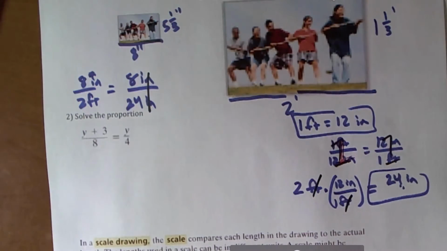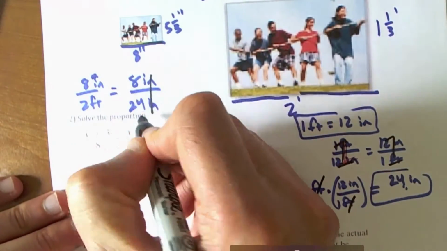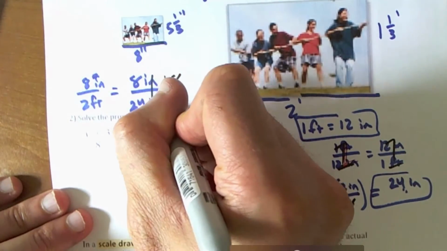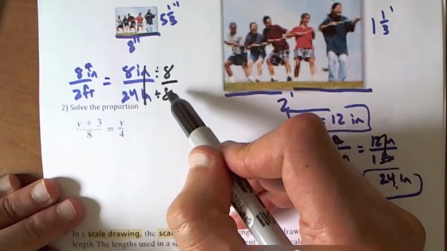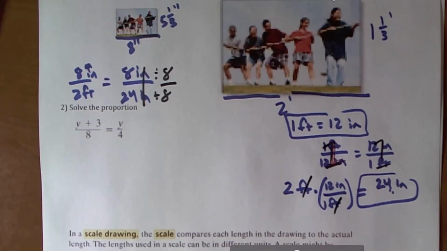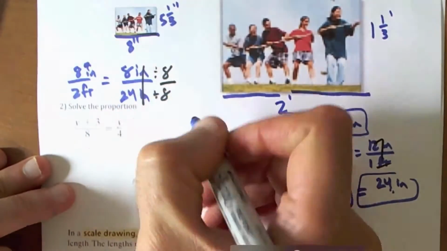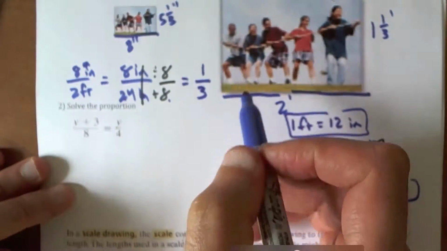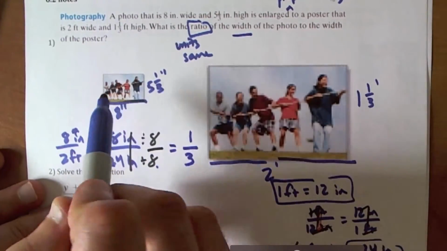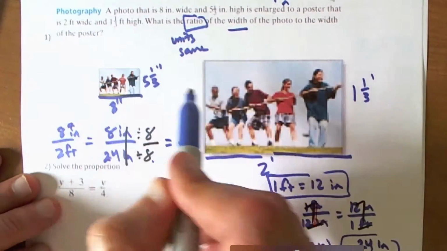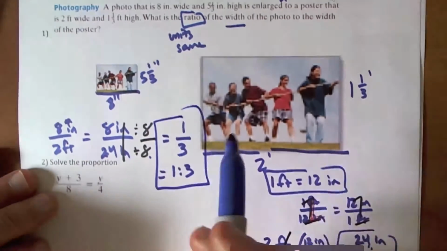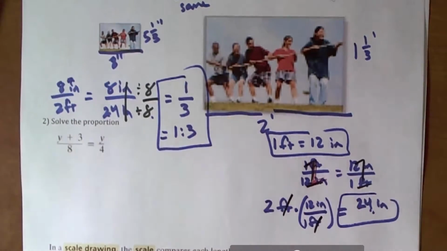And because we like them to be simplified, we want to divide them both by something. 2 works, 4 works, but you know what? 8 works even better. So I'm going to divide. Again, I can divide by an equivalent form of 1 as well. So I get 8 divided by 8 is 1. 24 divided by 8 is 3. So my ratio of the width of this to the width of this is 1 to 3. You can also write it as 1 to 3. Right, this is 3 times bigger than this.